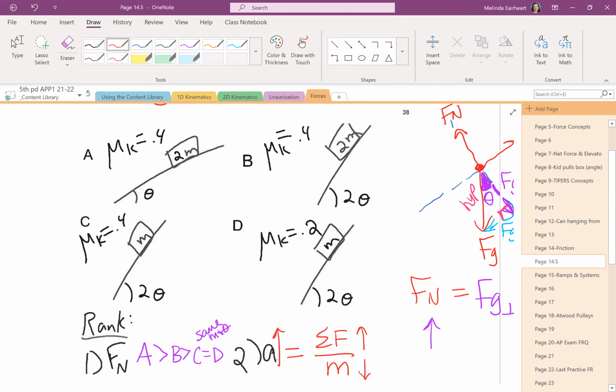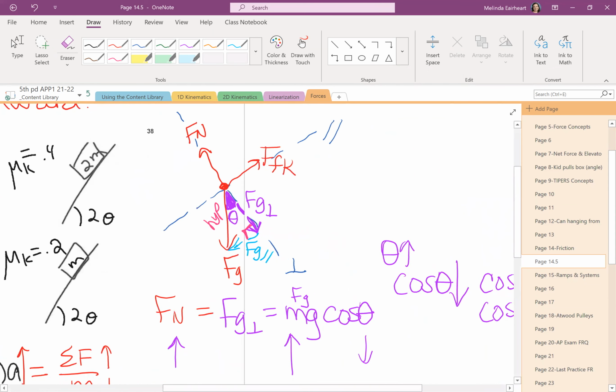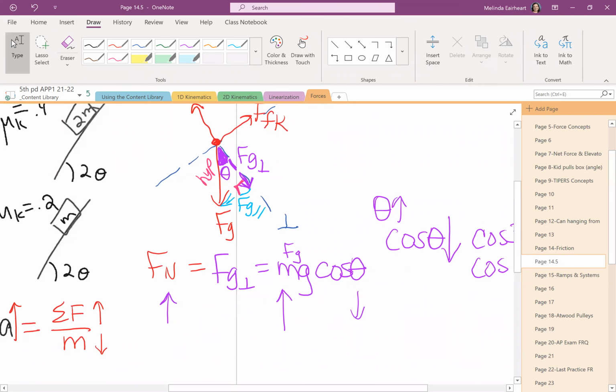Step 2 on every good force problem. After you get your diagram, at some point, be ready to do an FNet statement. Now, we just dealt with the perpendicular. Is everybody good that it's not accelerating in the perpendicular? I should have said that earlier. That's why those two, FN and FG perpendicular, are equal. It's because FNet in the perpendicular direction is equal to 0.